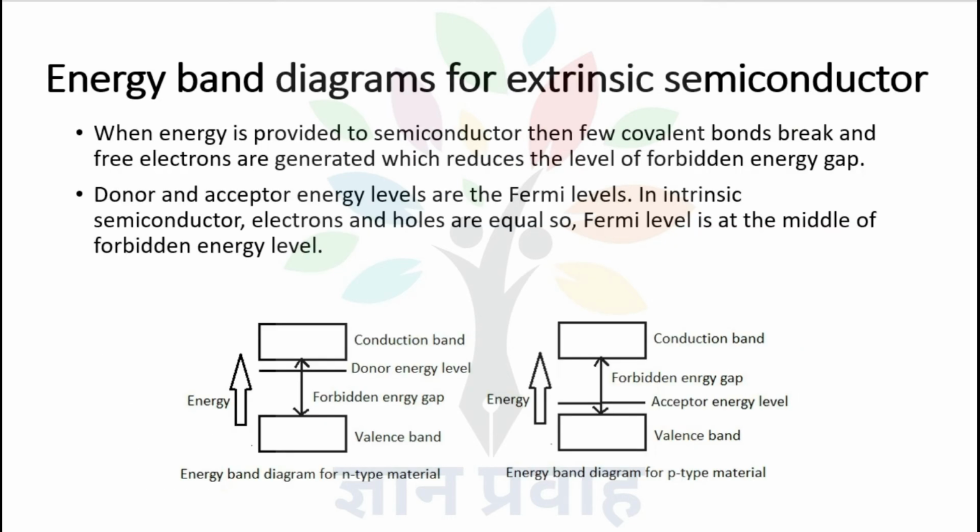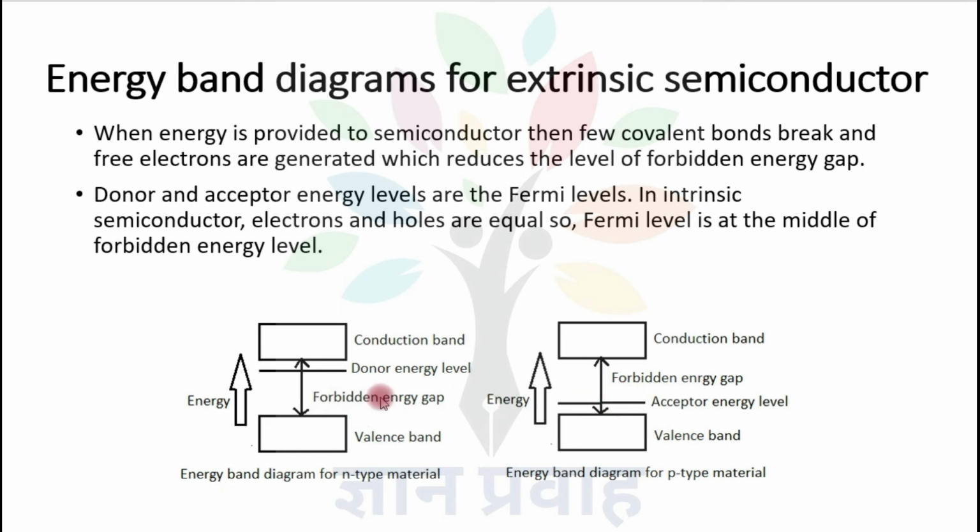Energy band diagrams for extrinsic semiconductor. There are two types of extrinsic semiconductor materials, N-type and P-type. When energy is provided to a semiconductor, a few covalent bonds break and free electrons are generated, which reduces the level of the forbidden energy gap. The energy band diagrams for N-type and P-type materials are given here. This one is for N-type material and this diagram shows the P-type material energy band diagram.